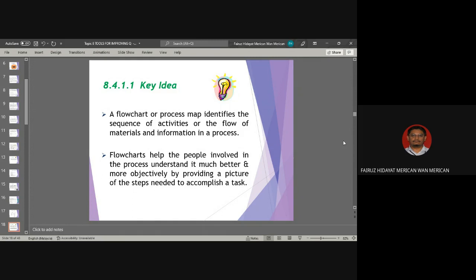And this helps with the improvement of the performance of the employees in the company. When they understand what to do, it helps them perform their task more efficiently and more effectively.